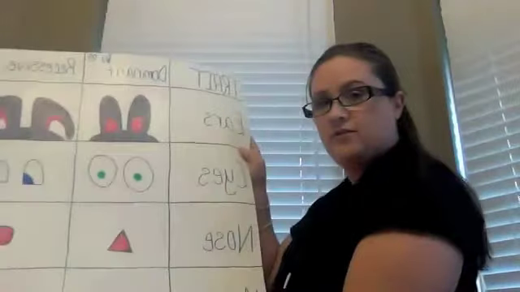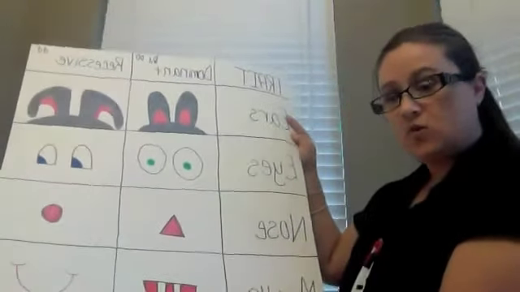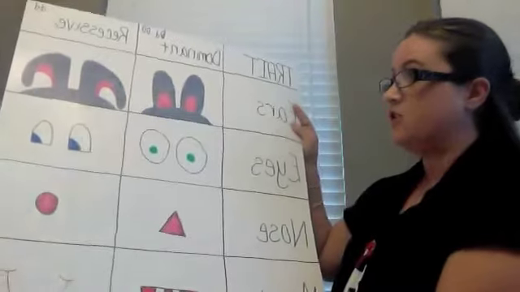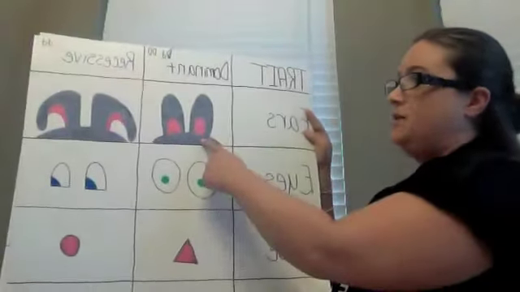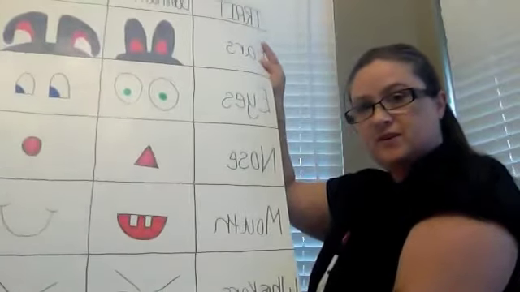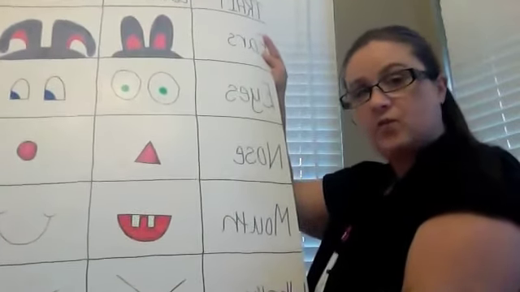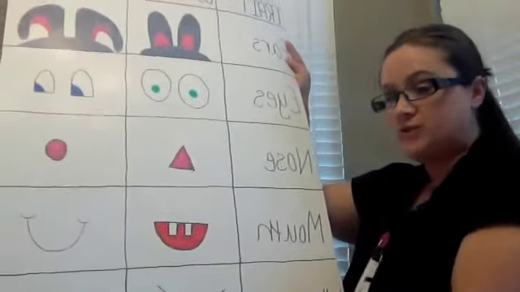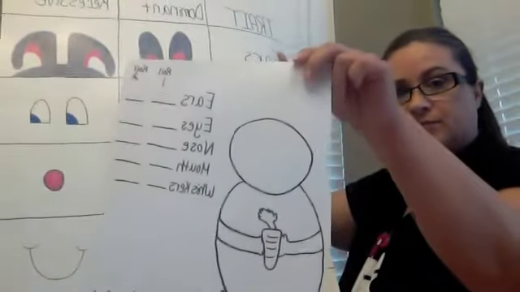And here are the traits. So once they flipped their coins, then they will determine if their bunny will have the dominant trait or the recessive trait. There are 5 different traits. So when they finish flipping their coin 10 times, they will record their genotypes on their template.